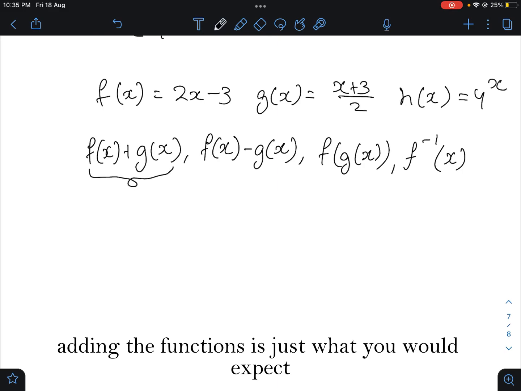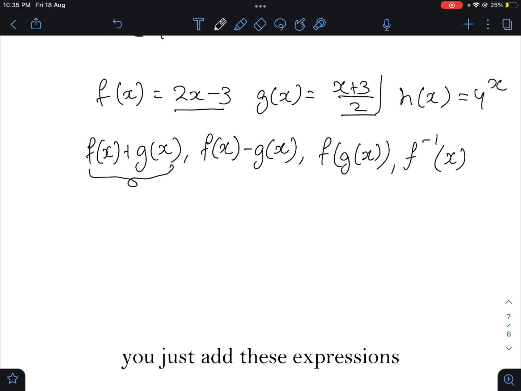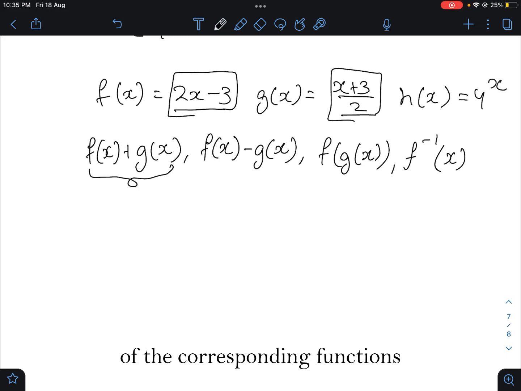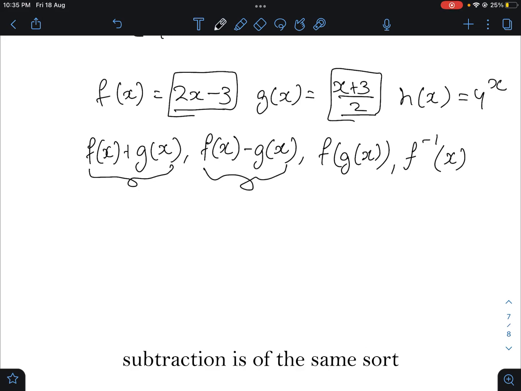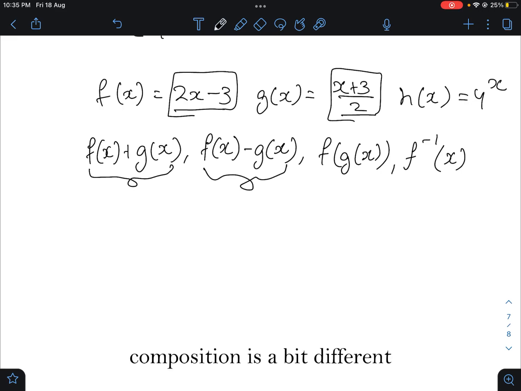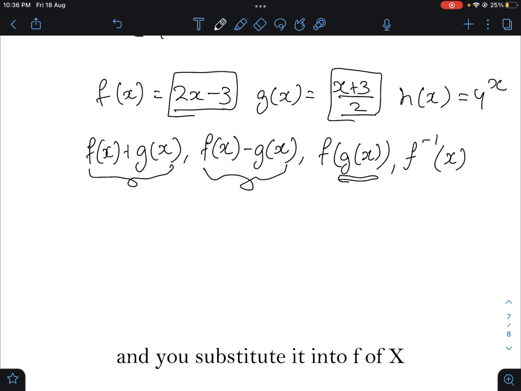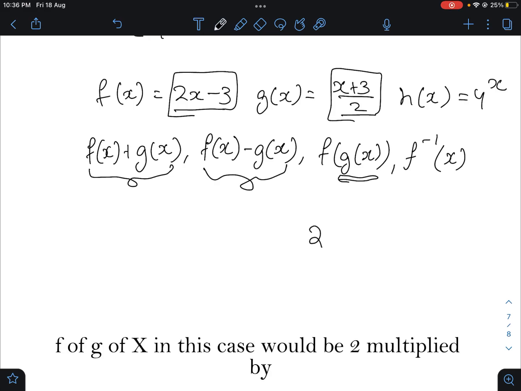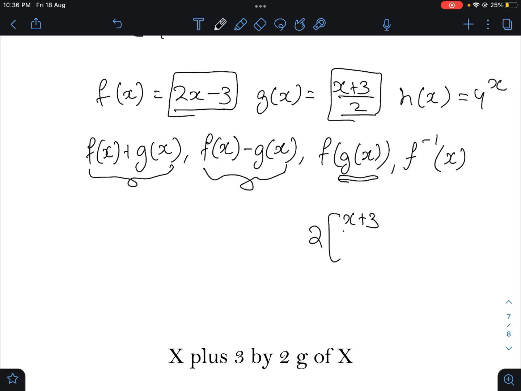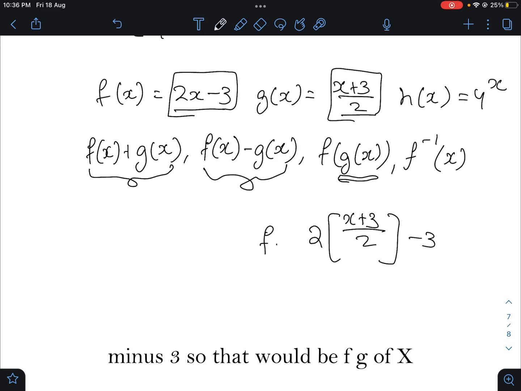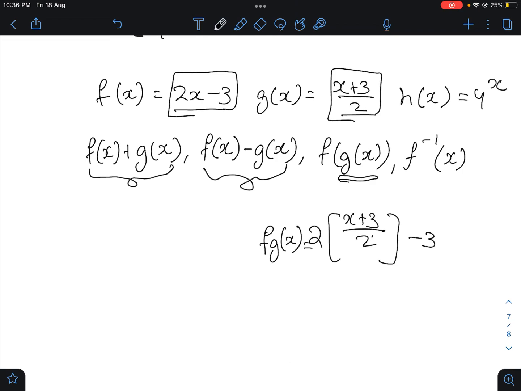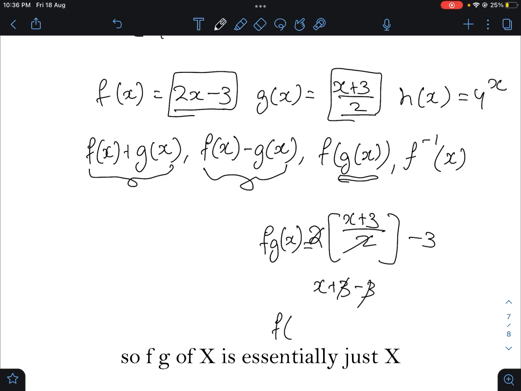Adding the functions is just what you would expect. You just add the expressions of the corresponding functions. Subtraction is of the same sort. You subtract the functions. Composition is a bit different. Now you take the whole function g of x and you substitute it into f of x. F of g of x in this case would be 2 multiplied by (x plus 3 by 2), that is g of x, minus 3. This is how it's written. So f of g of x is essentially just x.